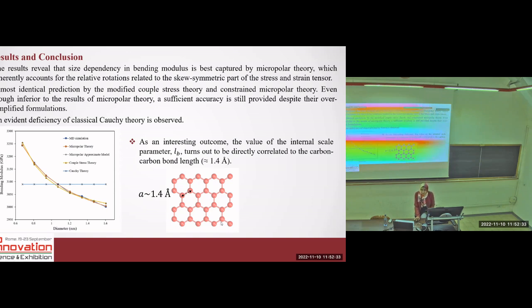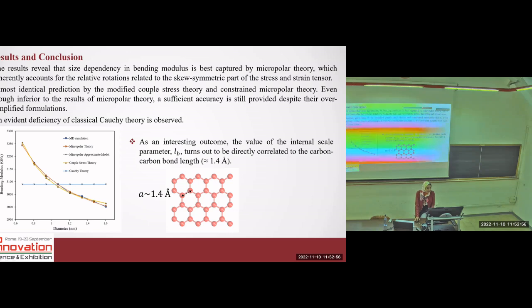Another question is that we believe the Cauchy model does not consider length. Yes. But my question is, why, as we increase the diameter, should the length scale parameter vanish somehow? Yes, but it does not converge to the Cauchy model.